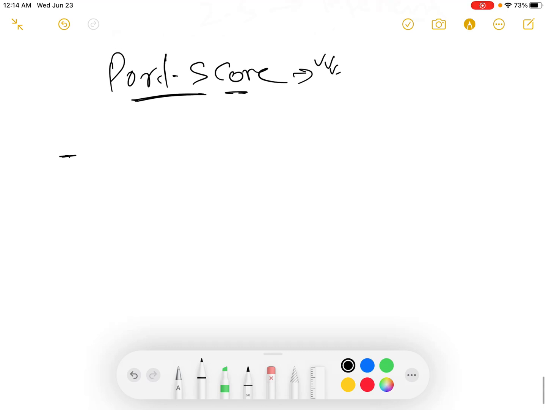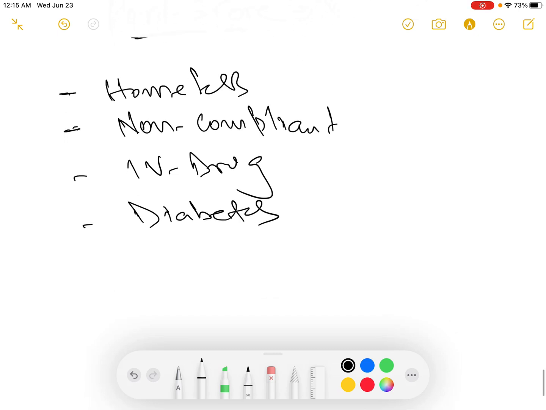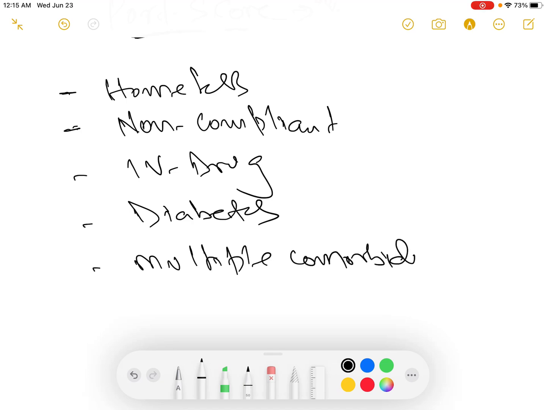These are some of the patients who are homeless. You do want to admit this kind of patient, or the patient that you think is non-compliant, or the IV drug user, or the patient who has uncontrolled diabetes, or if someone has multiple comorbidities. These patients, make sure you have a low threshold for admitting them, or maybe you may consider admitting them, mainly because they tend to be a high risk group.